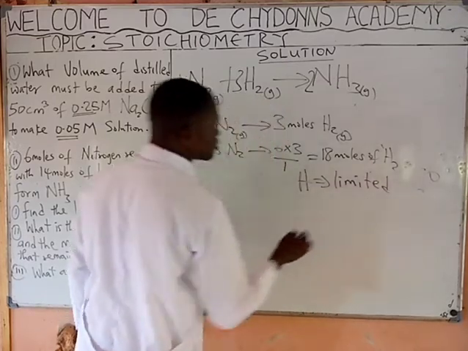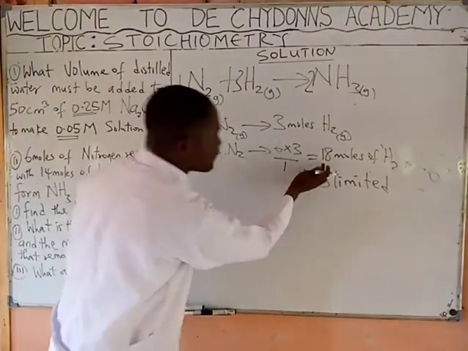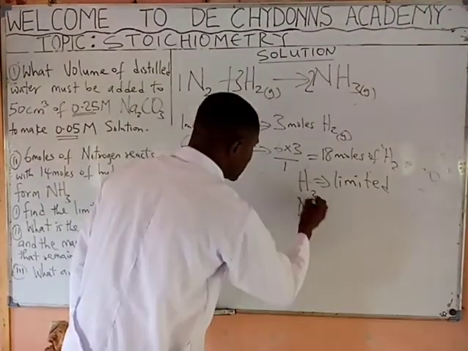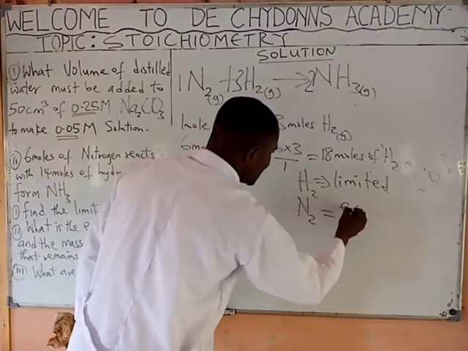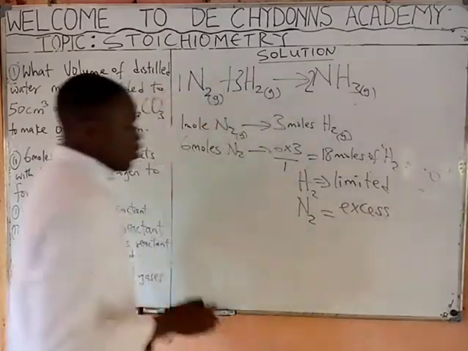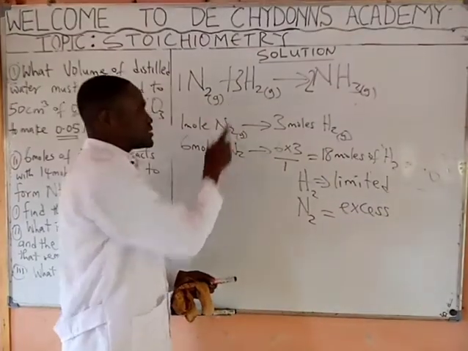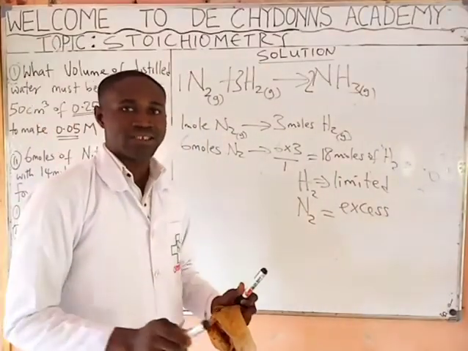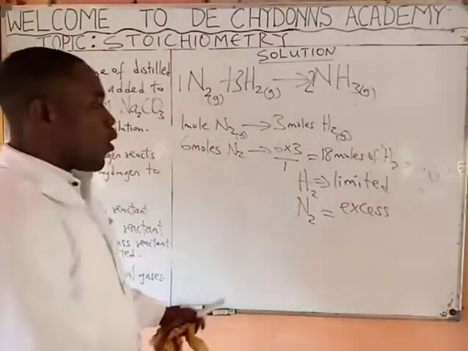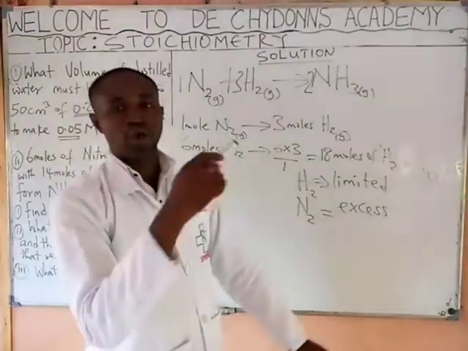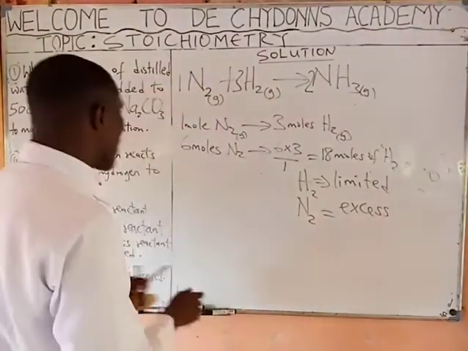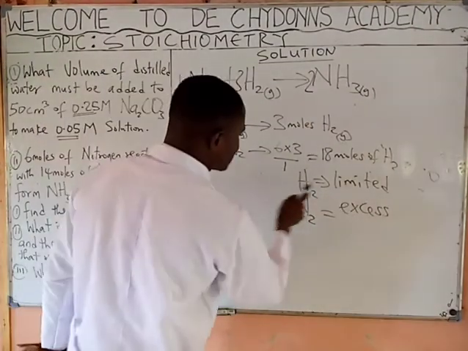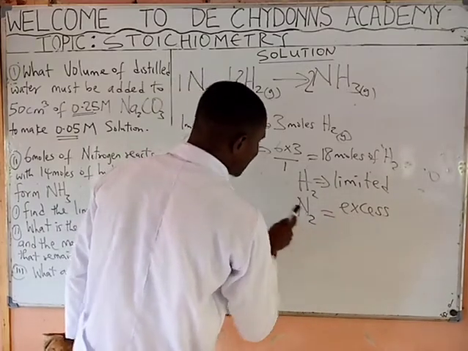It's limited because he used 14 moles instead of 18 moles. Then you now say the other one, automatically the nitrogen will be the excess. Once one of the reactants is limited, the other one must be excess. That is the implication. Then once the other one is excess, the other one must be limited. Okay? So we have gotten our limiting reactant and our excess reactant. Our limiting reactant is hydrogen, our excess reactant is nitrogen.